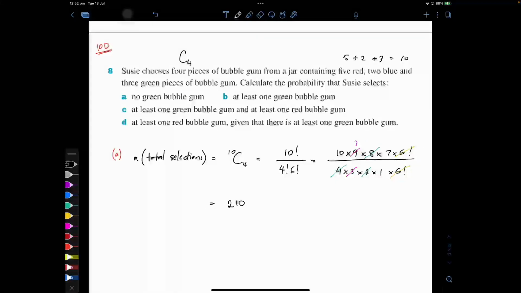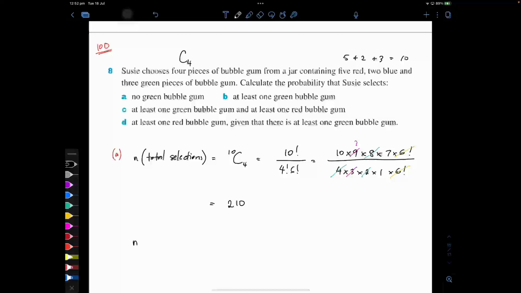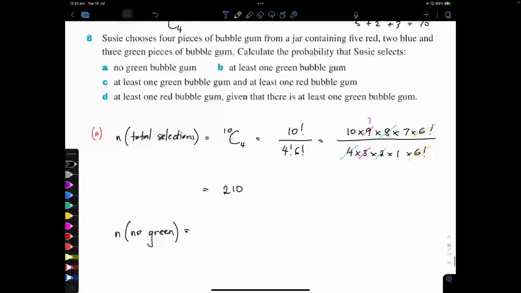Okay? So we want no red bubble gum. So let's find the number of selections that we have. No green. So we want to choose 4 pieces, right? No green bubble gum. So isn't that the same as all of them minus 1? Wait, all green bubble gum?